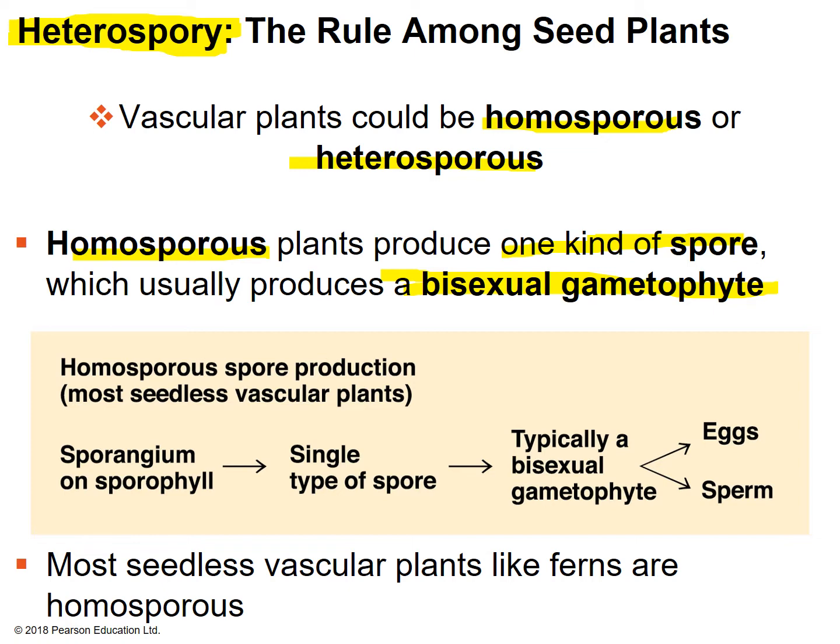Homosporous spore production is in the sporangium found in the sporophyll. Inside this sporangium, we have the sporocyte cell. This sporocyte will divide by meiosis and give rise to a single type of spore, haploid spores. The spore will typically germinate into a bisexual gametophyte containing the gametangia, female gametangia carrying the egg, and male gametangia carrying and shedding the sperm. Most seedless vascular plants, like ferns as we have mentioned, are homosporous.